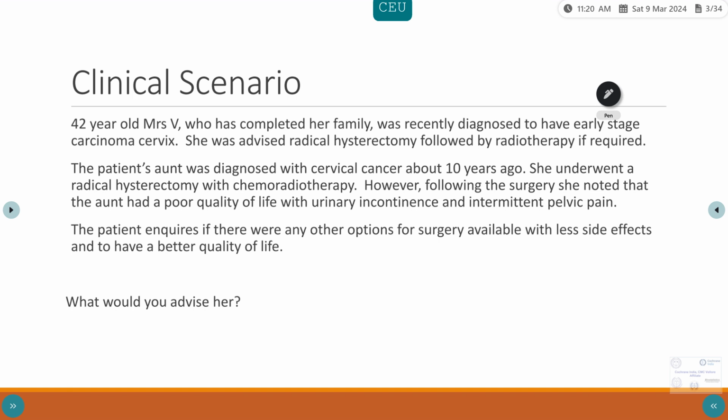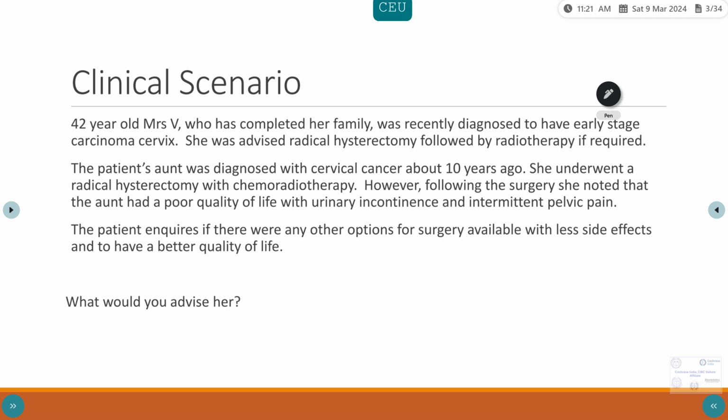The patient's aunt was diagnosed with CA cervix about 10 years ago, and she underwent radical hysterectomy with chemoradiotherapy following that. However, following the surgery, she noted that her aunt had a poor quality of life. So she saw that her aunt had urinary incontinence, intermittent pelvic pain, and her quality of life was overall poor. So she's inquiring if there are any other options for surgery available with lesser side effects and with a better quality of care. So what would we advise her?